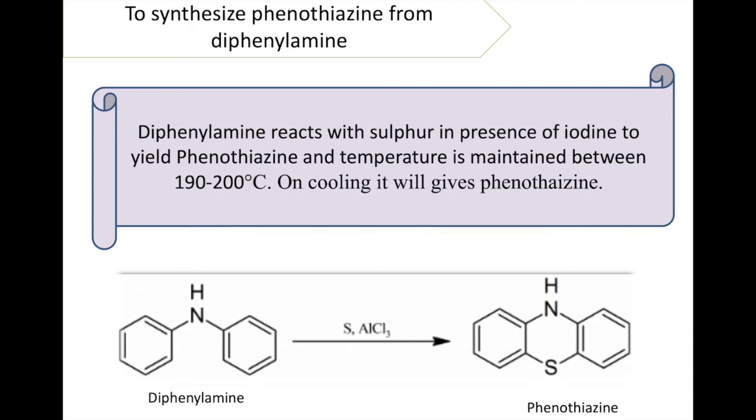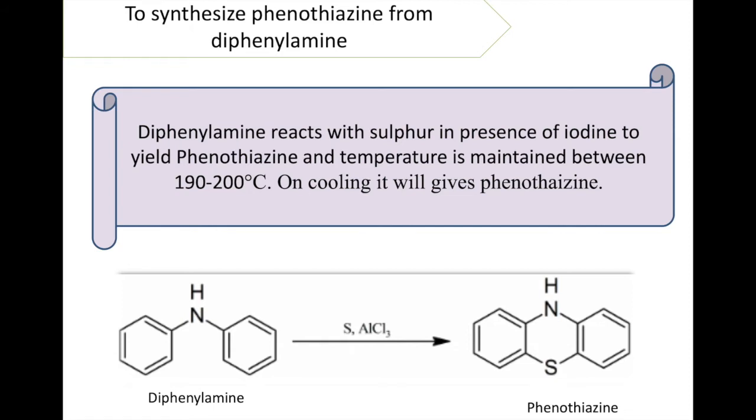Here you can see the structure. Two phenyl rings are fused by the amine, and it is diphenylamine, where on the other side one sulfur atom gets attached by the removal of two hydrogens. So there is a dehydrogenation, and upon that the sulfur is added.